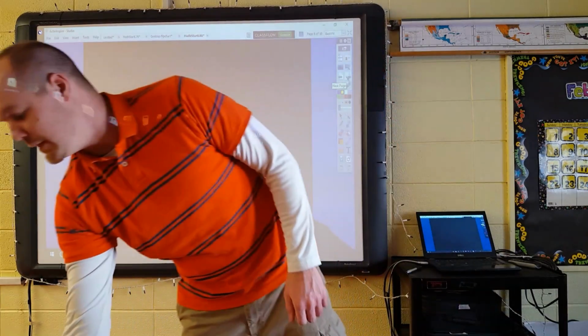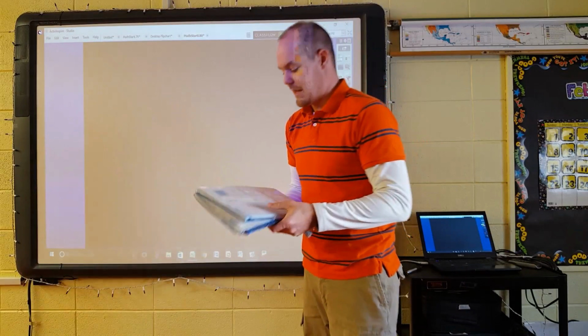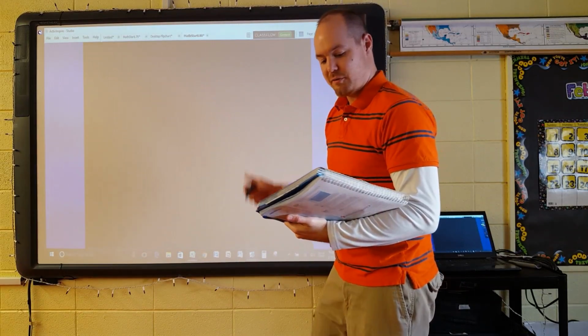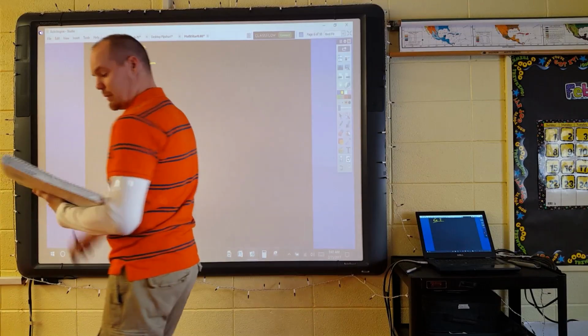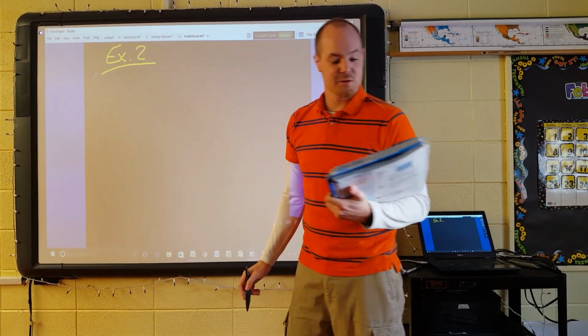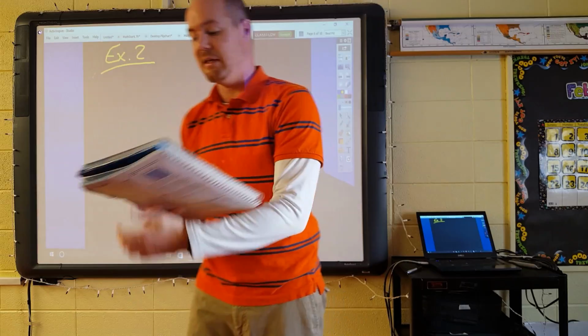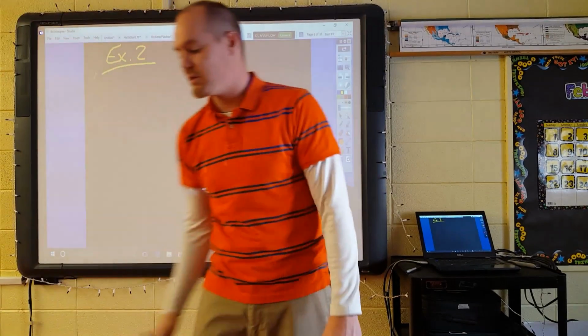Okay, continuing on, they just talk a little bit about arrays next, and I've already mentioned a few of them, so we're going to jump to example 2. And again, please write this in your notebooks. It says, draw 3 arrays for the number 16. Use different factor pairs for each array.